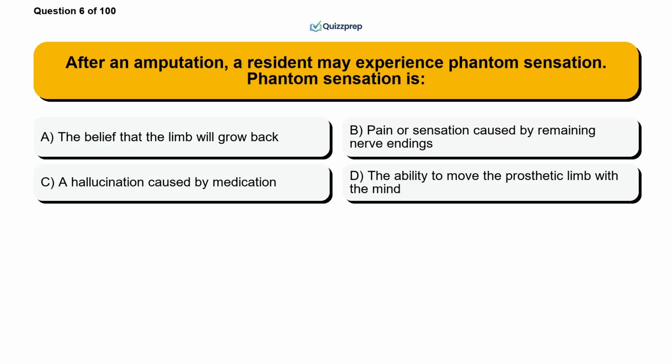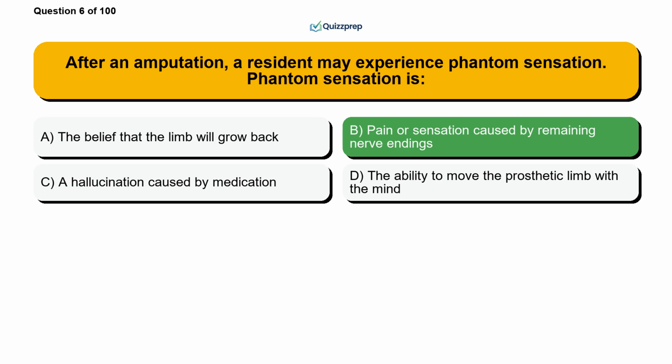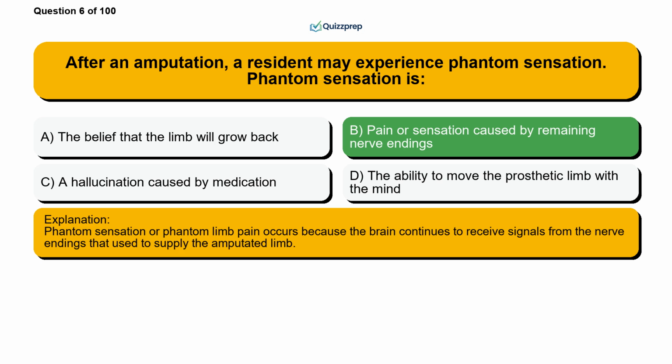Question 6. After an amputation, a resident may experience phantom sensation. Phantom sensation is: Option A, the belief that the limb will grow back. Option B, pain or sensation caused by remaining nerve endings. Option C, a hallucination caused by medication. Option D, the ability to move the prosthetic limb with the mind. The correct answer is option B, pain or sensation caused by remaining nerve endings. Phantom sensation or phantom limb pain occurs because the brain continues to receive signals from the nerve endings that used to supply the amputated limb.